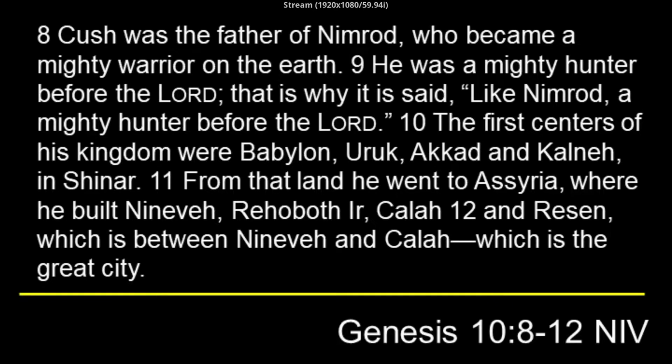The first centers of his kingdom, the first time a kingdom is mentioned, by the way, in the Bible, were Babylon, Uruk, Akkad, Calneh, Shinar. And from that land, he went to Assyria, where he built Nineveh, Rehoboth, Kala, and Resen, which is between Nineveh and Kala, which is the great city. Now, Nimrod, it appears, is the first world leader who wants to bring people together.